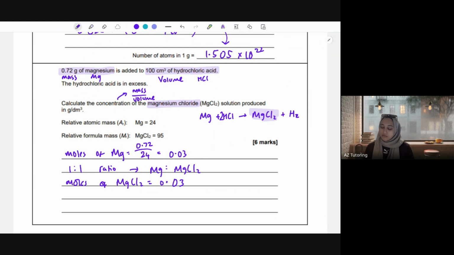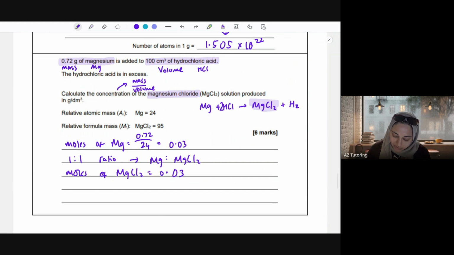So you have to give a reason for that assumption. So the reason is because we've got a 1-to-1 mole ratio. They did give you this equation, by the way. I just chopped off the question. Okay, so we've got the moles of magnesium chloride. That's good. But to work out concentration, I need mass and volume. I've got the volume, 100 centimeters cubed, which I do need to convert to decimeters cubed. We'll deal with that after. But we need to work out the mass.